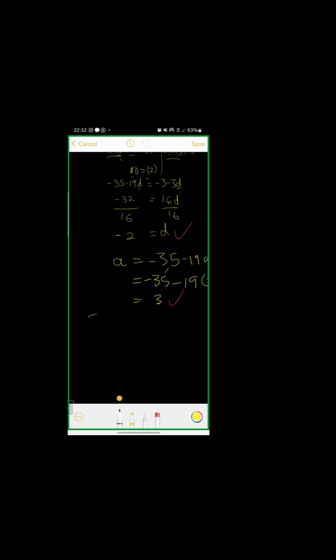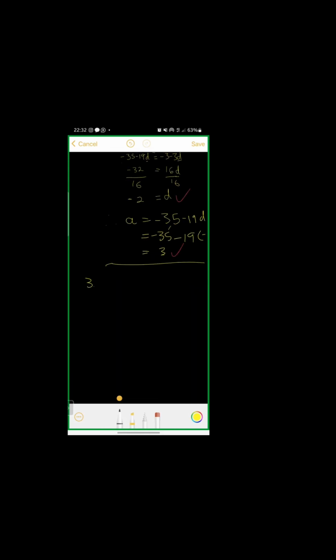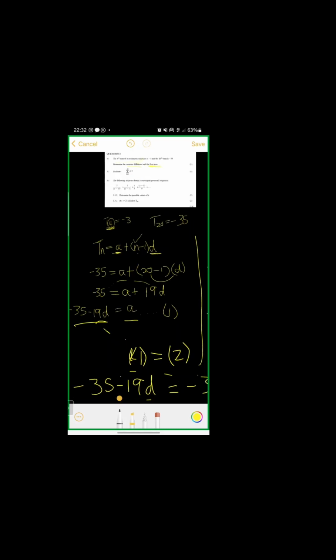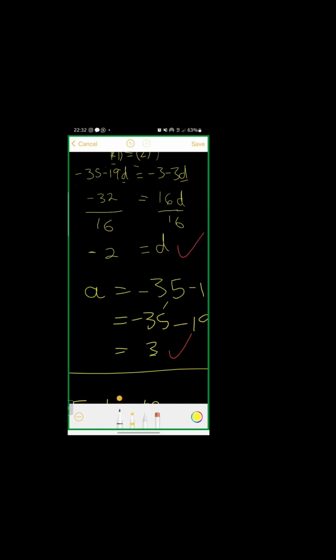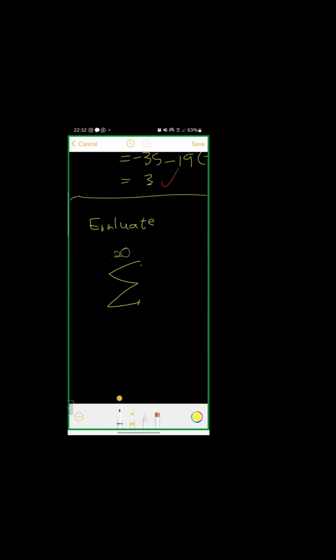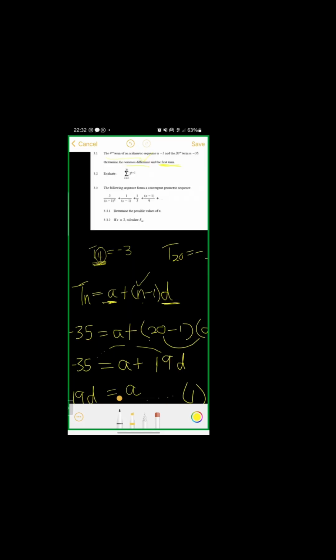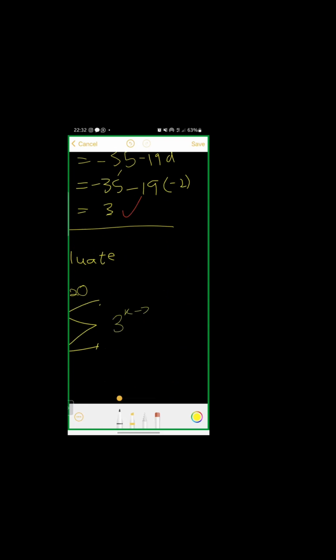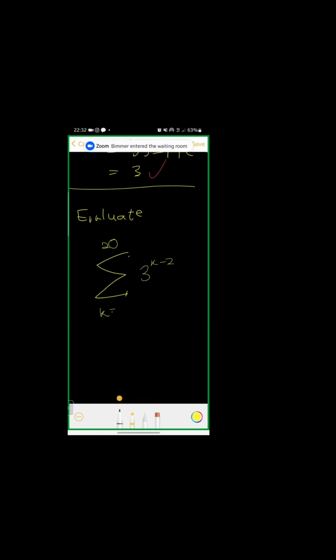Looking at 3.2, they say evaluate. They give us a sigma, and they write 20 at the top, so the sum goes up to 20. K is equal to 1, and then 3 to the power of K minus 3 of K minus 2. And here we have K is equal to 1.